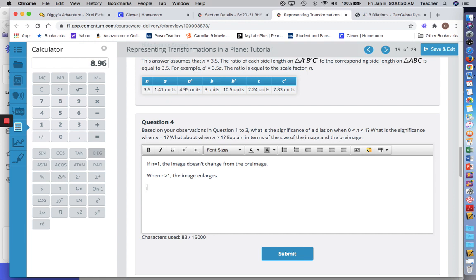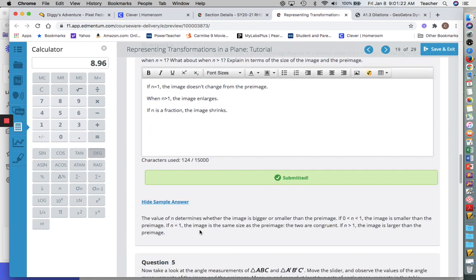If n is between them, it's still going to get larger. So, because if it's a fraction, oh no, the fraction will get smaller. So if it's a fraction, it'll get smaller. If n is a fraction, the image shrinks. That means it gets smaller. Okay.